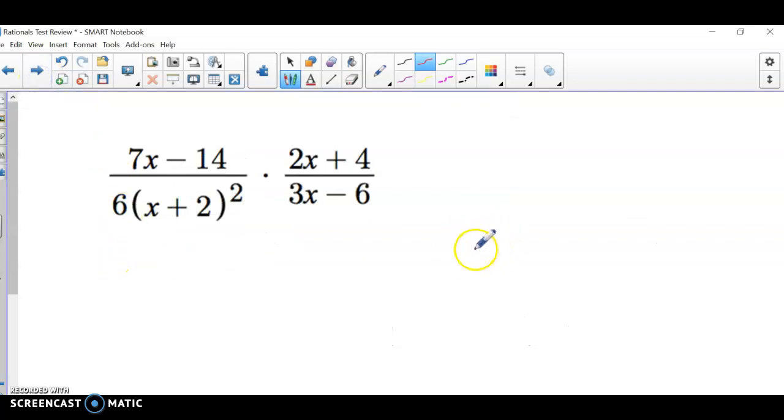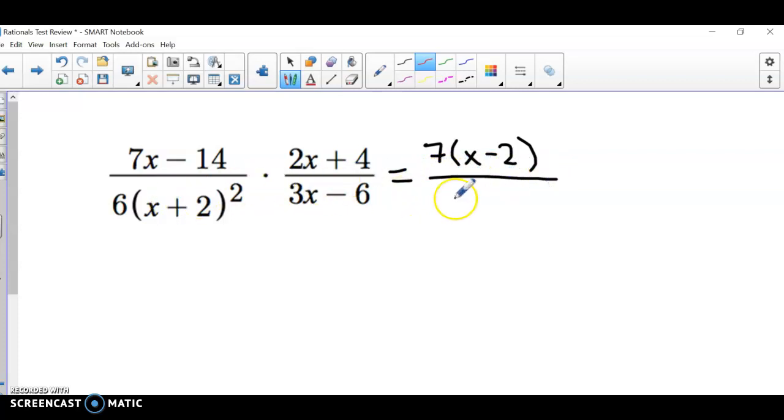Okay, here's another multiplication. So this one, like I said again, our first step, we usually want to factor out every single thing that we can. So like this 7x minus 14, I can pull a 7 out of that. So I'm going to pull out a 7 and I get an x minus 2 left on the inside.